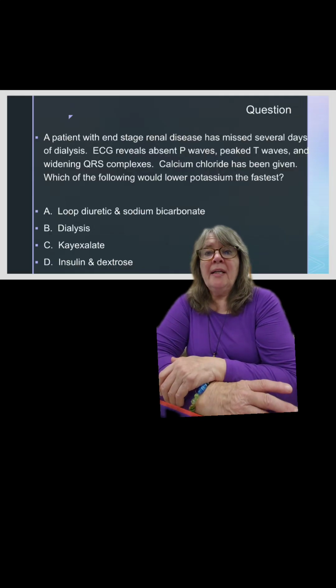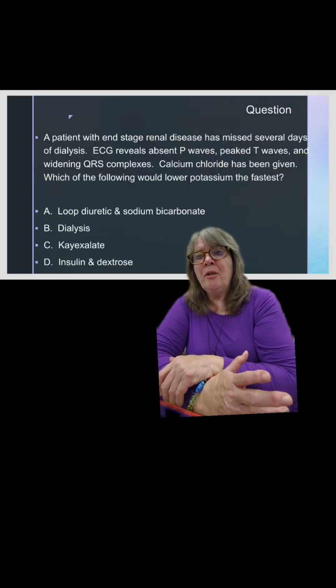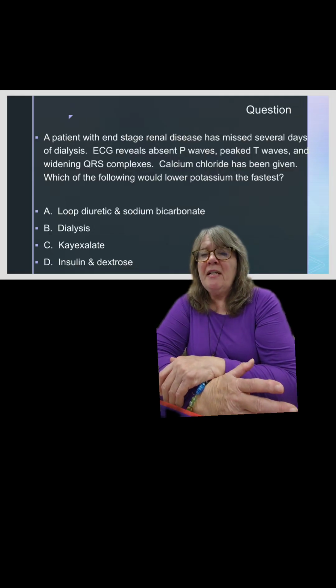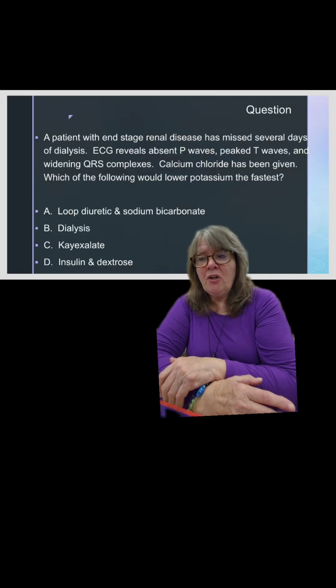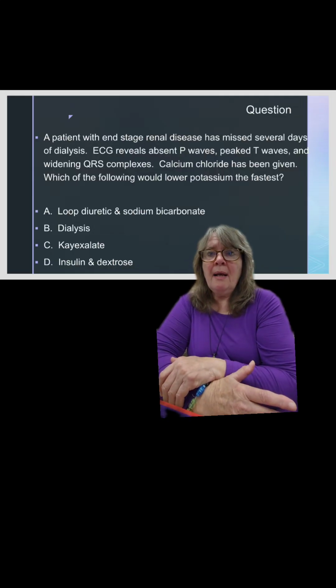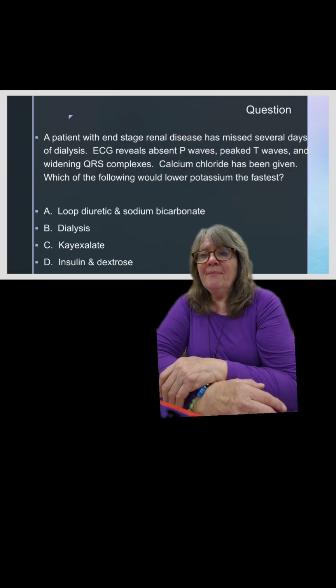So when we look at temporary, also known as emergent measure, versus a definitive measure, dialysis, now that's a definitive measure, right? We're going to be getting rid of potassium that way. K-oxalate, that's a definitive measure. Both of them are slow compared to insulin and dextrose. Then last, we have the loop diuretic.